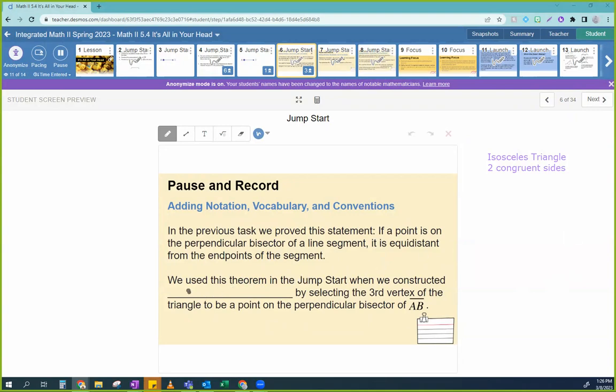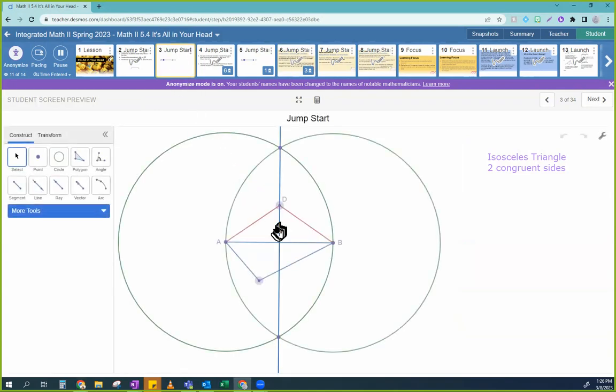Does that make sense? We use this theorem in the jumpstart when we constructed, what did we construct? What was this called? What did we construct over here? This guy here. What was this called?